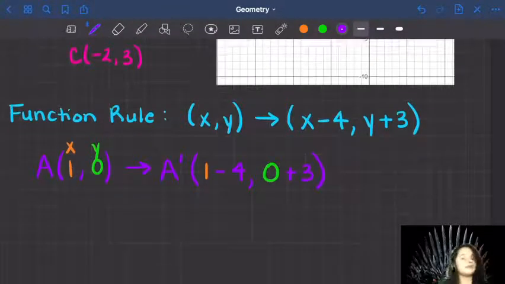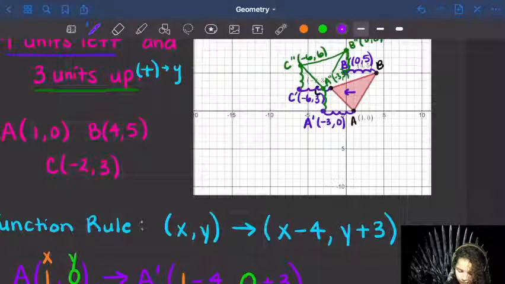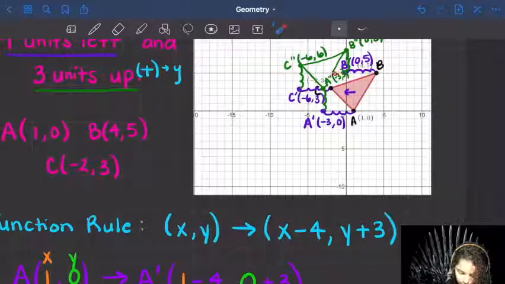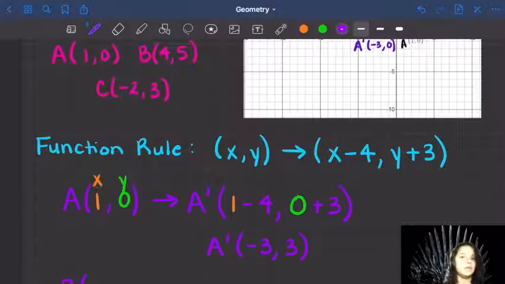And now from here, it's just a matter of doing algebra. So we have 1 minus 4, which is negative 3, and 0 plus 3, which is positive 3. So that means that A prime, or the image, should be at negative 3, 3, which is exactly what we got over here when we did the translation using the figure, okay? Do the same exact thing with points B and C. And if you guys want, I suggest pausing the video here so that you can test yourself out to see whether or not you got this, okay?